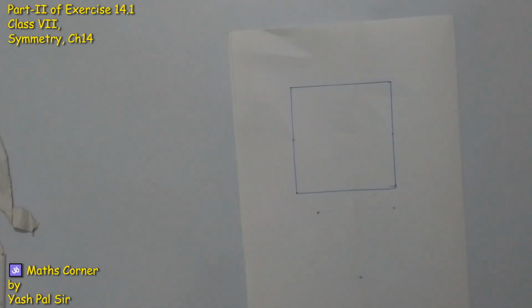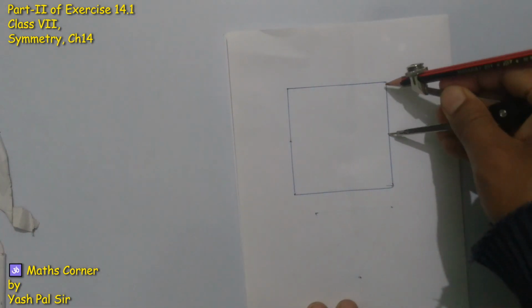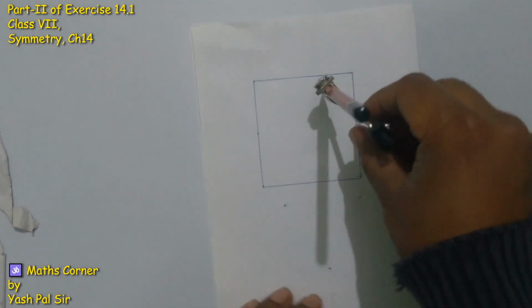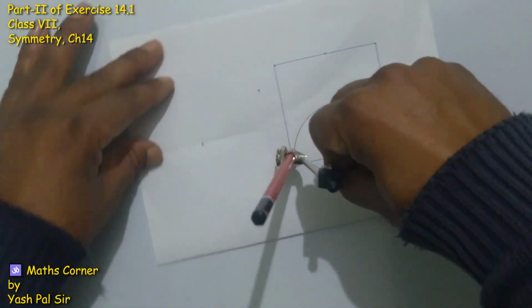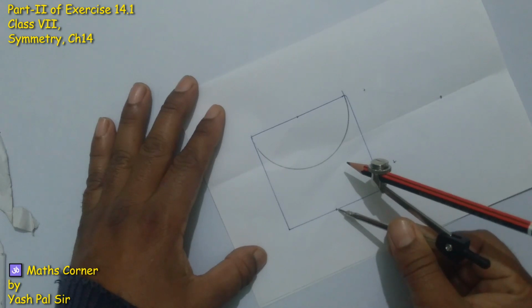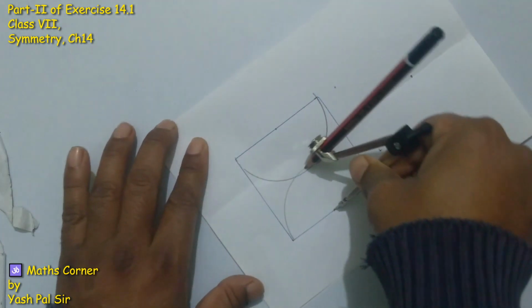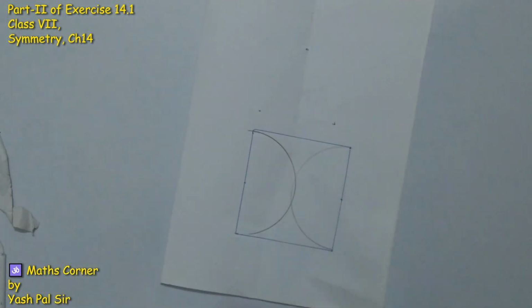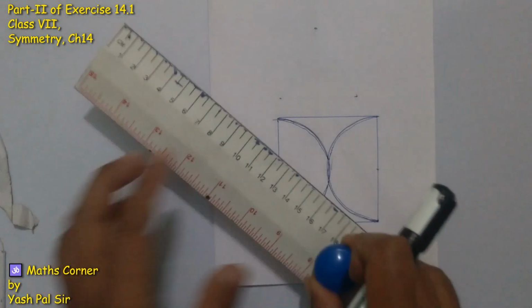Now coming to next part, this is the figure, B part. First of all, this is the square. I am going to draw one semicircle. One semicircle this side, and other semicircle. Now how many lines of symmetry of this figure have?